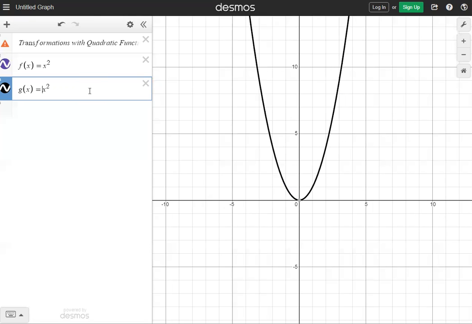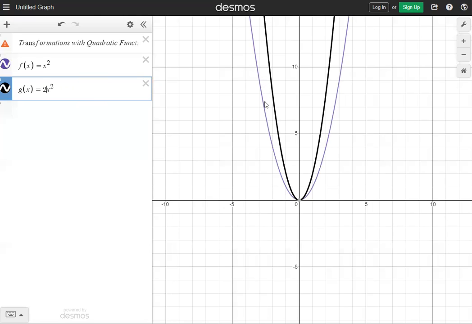I can stretch a function if I multiply it by a number that's bigger than 1. So let's say I multiply x squared by 2. I put a 2 on the outside. And what that does is it takes the purple function and vertically stretches it by 2. As you can see, the black function is more narrow than the purple function, and that's because I multiplied it by 2.